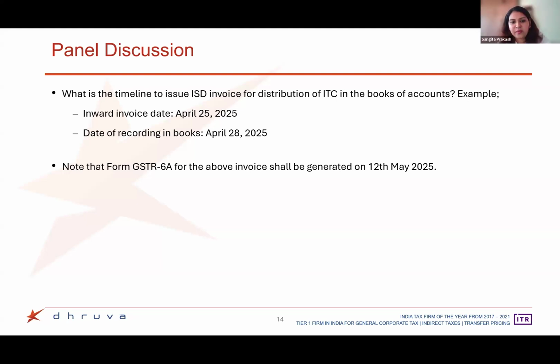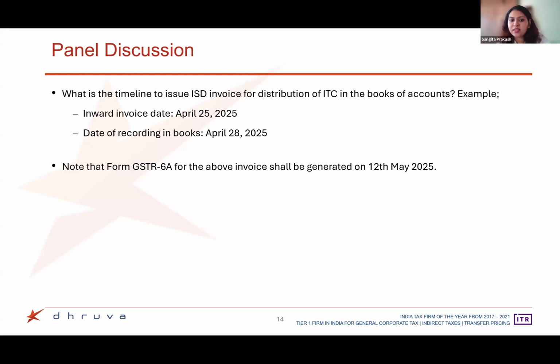Like you said, the timeline provided for reconciliation is extremely short for the ISD registration, given that the due date sits on the 13th. This is a practical challenge we've been facing for all of our clients as we've progressed into implementation. Based on the example you've given, if there are invoices for April, all of these will reflect only on the 12th, and my return is due on the 13th.